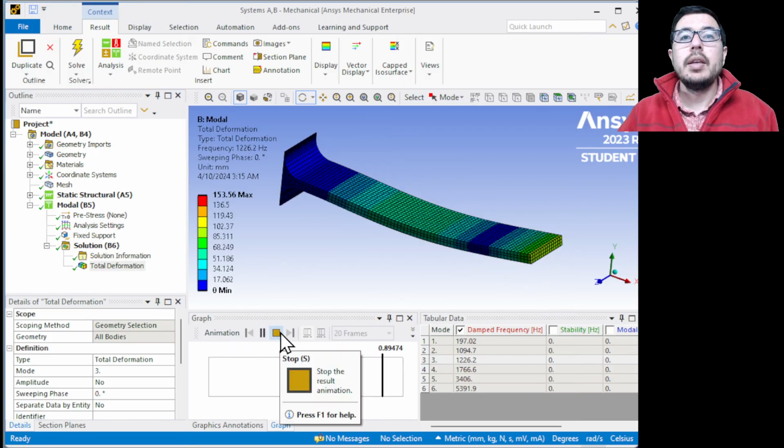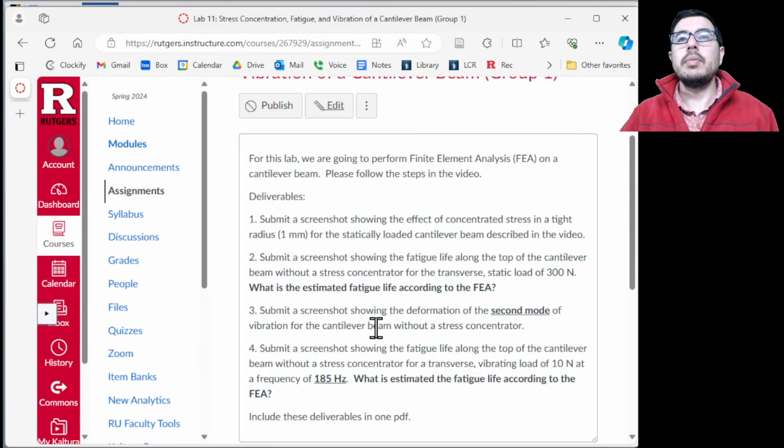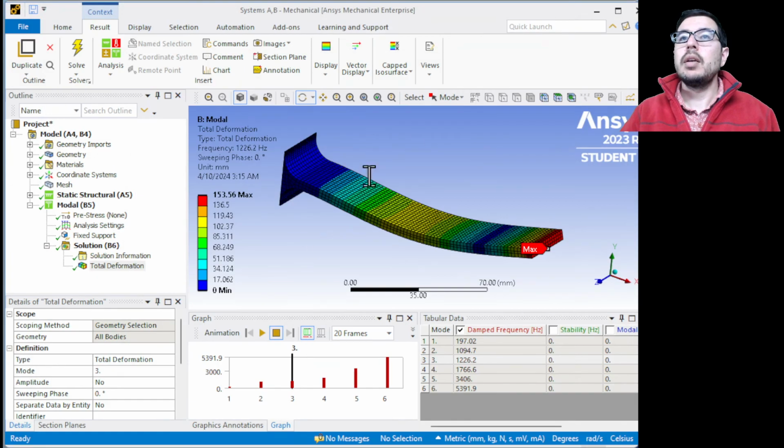Now, what you would like to do as part of your assignment is submit a screenshot showing the deformation of one of these modes. And then that will allow us to move to the last part of the assignment, where we're going to use the frequency analysis in Ansys.